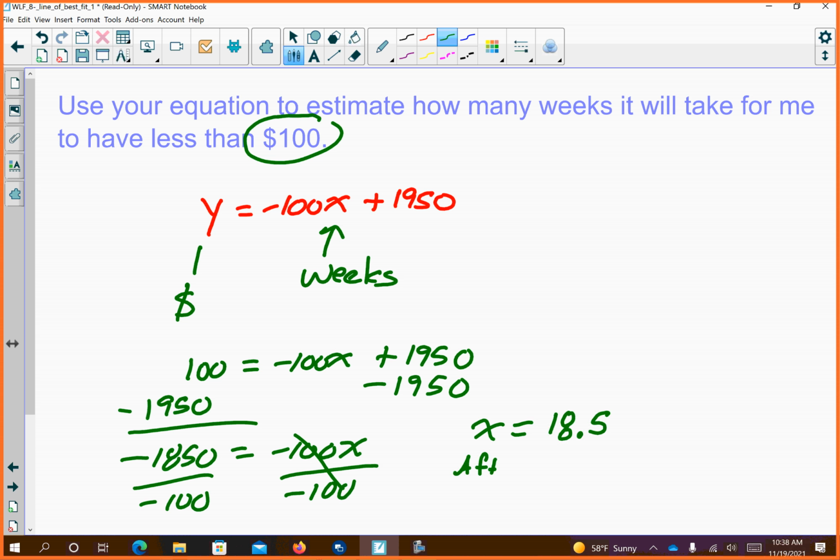So after 18.5 weeks, we have below $100.